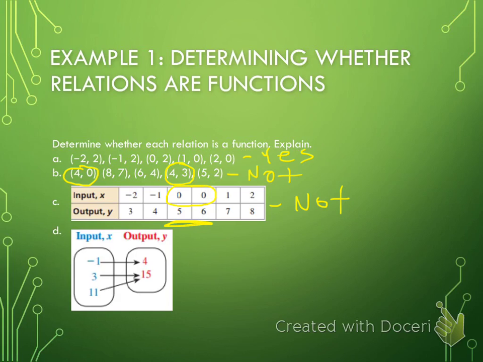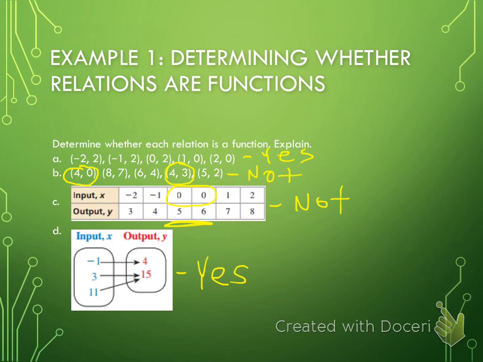And if we look at D, this is a little mapping diagram here. The inputs are -1, 3, and 11, and the outputs are 4 and 15. Even though two of the inputs go to the same output, that's okay, as long as the input is not repeated, or the input doesn't go to more than one output. So this is a function.